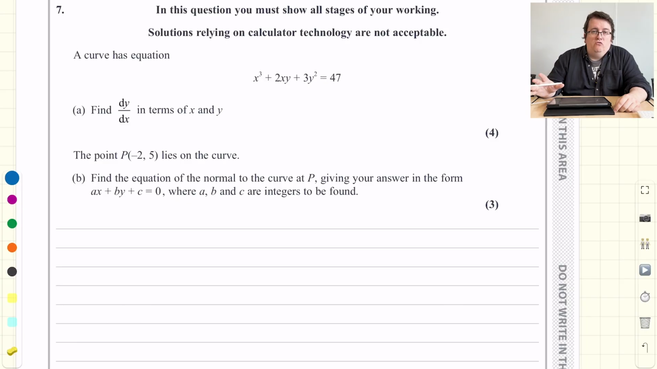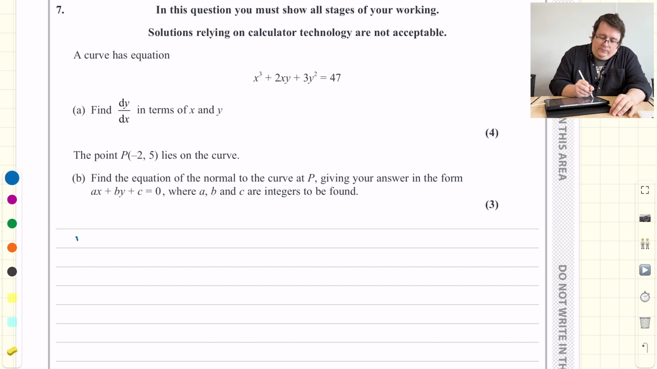So this is question number 7, and in big bold writing at the start, in this question you must show all stages of your working. Solutions relying on calculator technology are not acceptable. A curve has equation x cubed plus 2xy plus 3y squared equals 47. Part A, find dy by dx in terms of x and y.